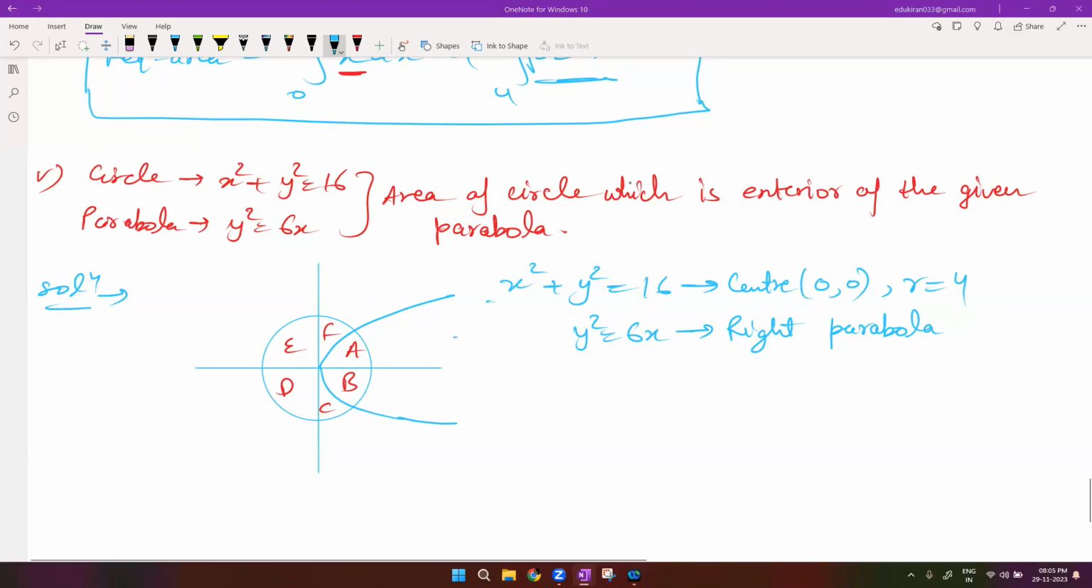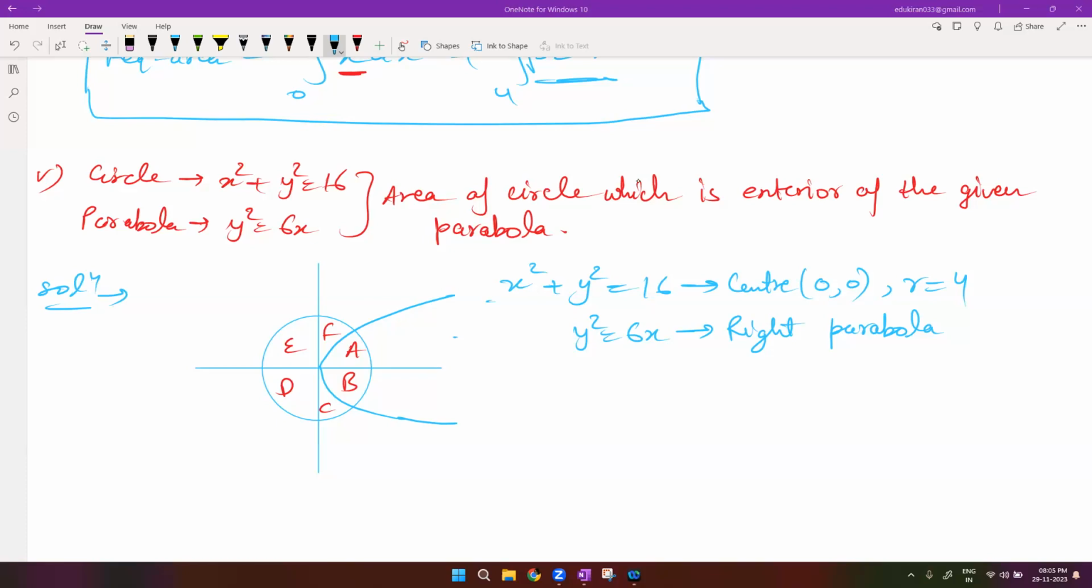Anyone else? Chavez, you can also think on this again, but this is incorrect. Sir, other than AB, we have to find all the area. All the area, exactly. So F, E, D, C, all 4 of them, because we have to find out the area of the circle which is exterior to this parabola. Now, the problem can come in both forms. Not just F, Tharif, no, F, C, D, E.